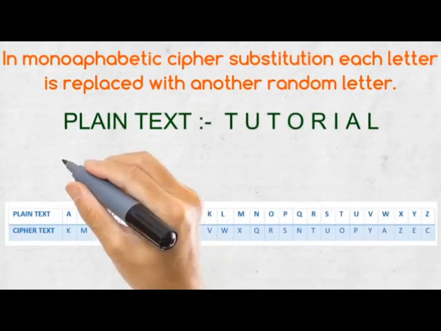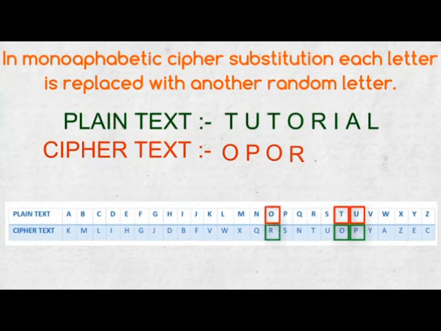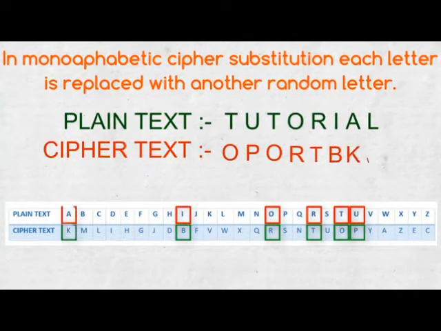Our plain text is tutorial. We can convert the plain text information to ciphertext using the keys. We replace T with O, U with P, then again T with O, O with R, R with T, I with B, A with K, and L with W. So this is monoalphabetic cipher. We use this cipher to convert our message into a random order of alphabets, because in Caesar cipher we have to follow certain patterns, but here we can arrange the alphabets according to our requirement.